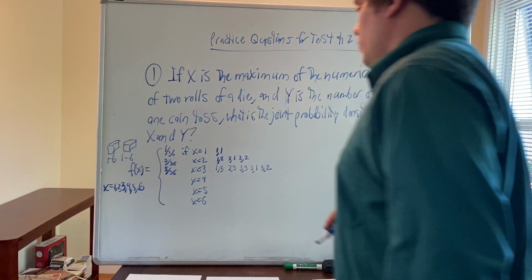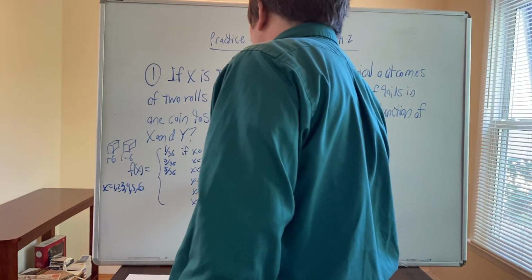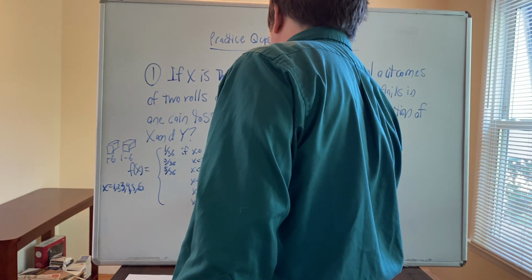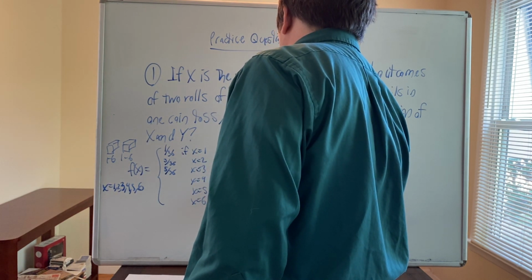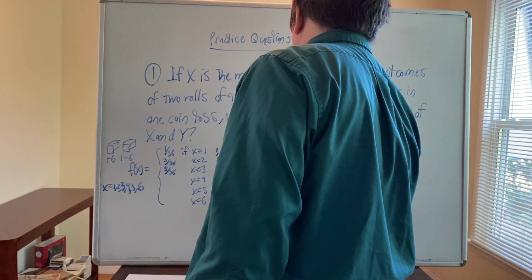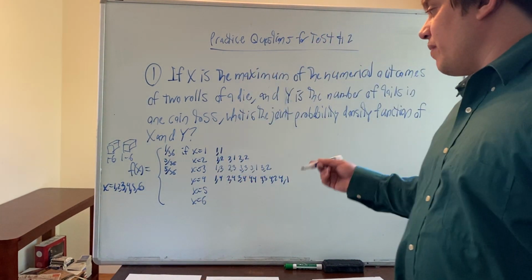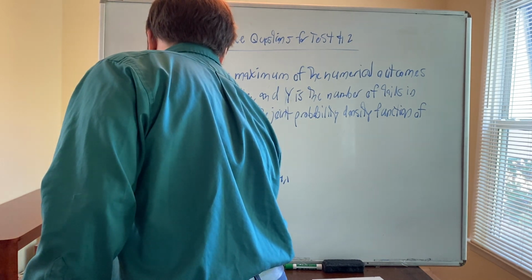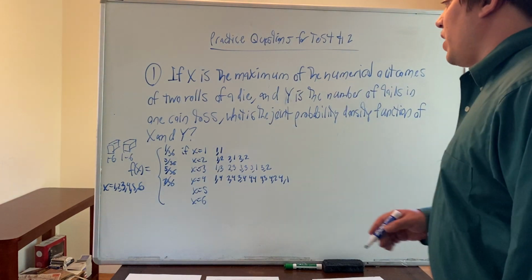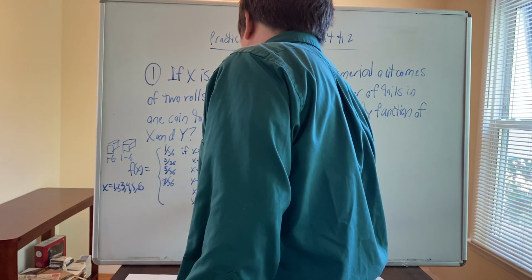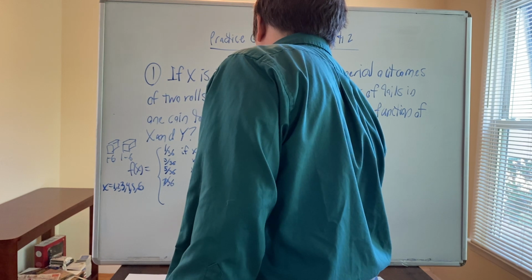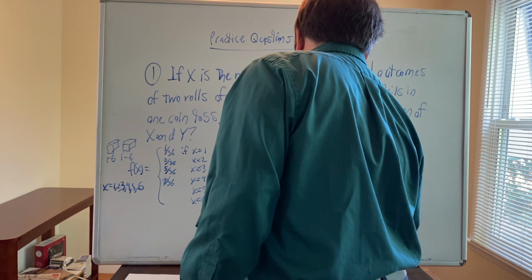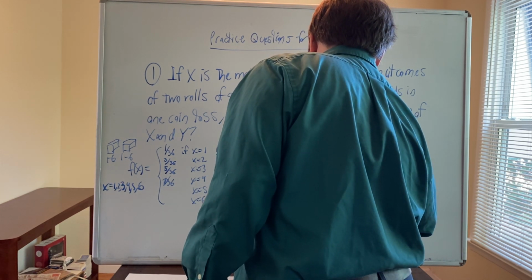How many ways could the maximum be a 4? You could have a 1 and a 4, a 2 and a 4, a 3 and a 4, a 4 and a 4, a 4 and a 3, a 4 and a 2, or a 4 and a 1. There are 7 ways the max could be a 4. How many ways could the max be a 5? You have a 1 then a 5, a 2 then a 5, a 3 then a 5, a 4 then a 5, a 5 then a 5, a 5 then a 4, a 5 then a 3, a 5 then a 2, or a 5 then a 1.